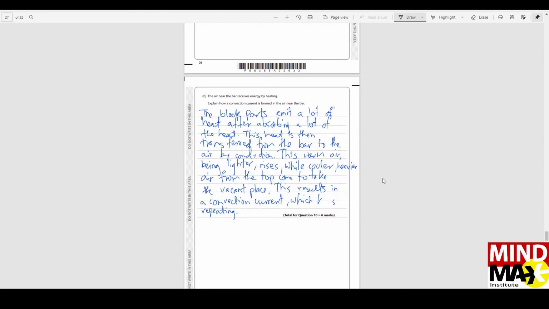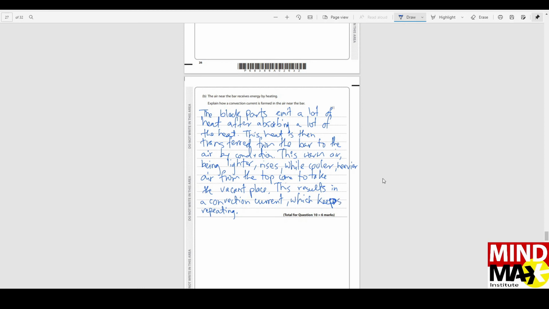Then the air near the bar receives energy by heating. Explain how convection current is formed in the air near the bar. Okay, so basically we have to describe convection currents over here.